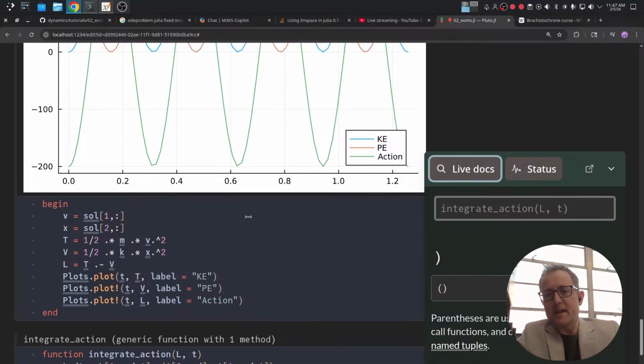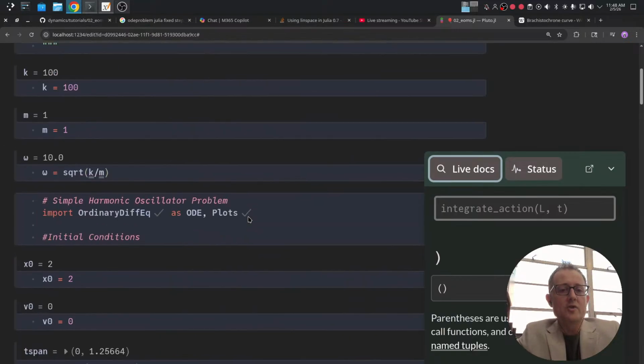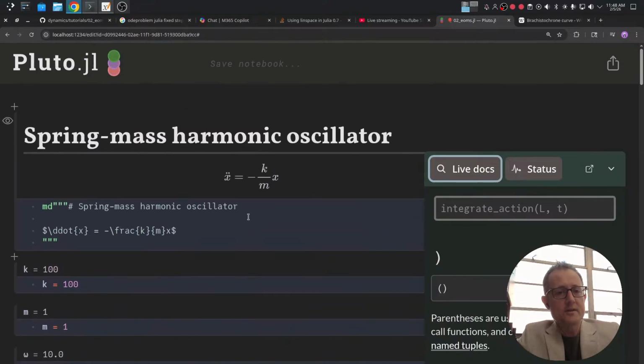Cool. So that's kind of wrapping up that brachistochrone, trying to show some numerical integration stuff, and using Pluto to get some insights into these different kinds of problems.